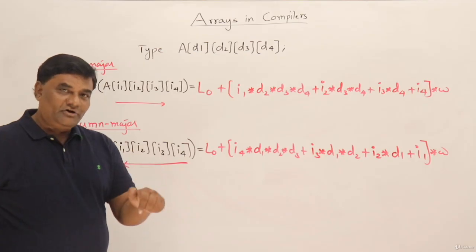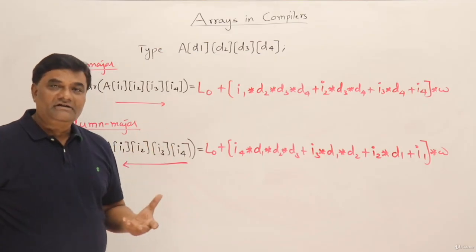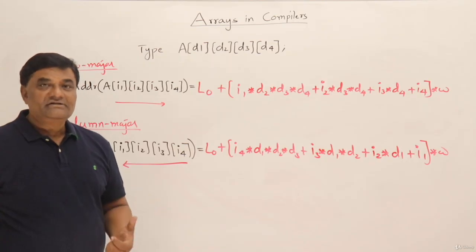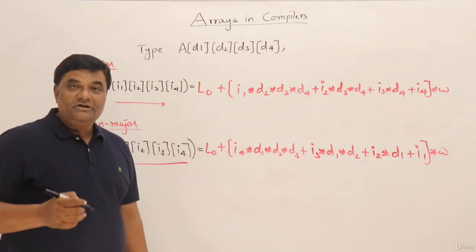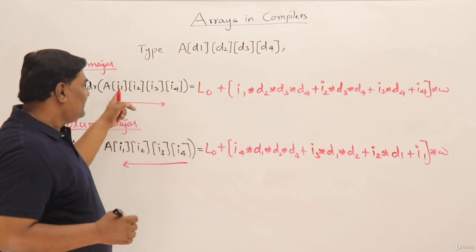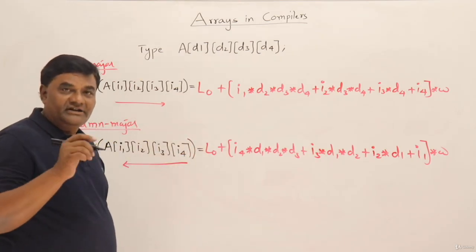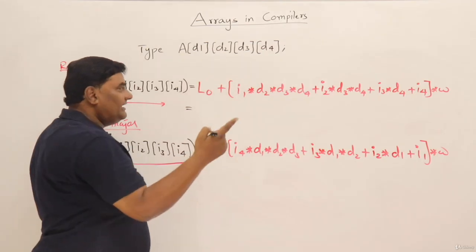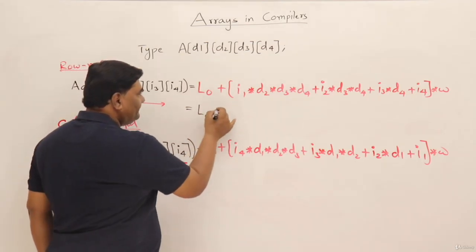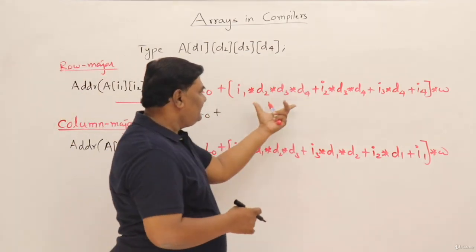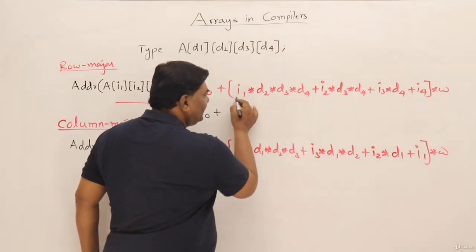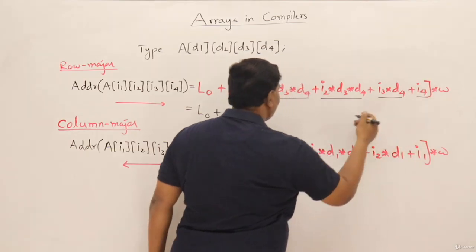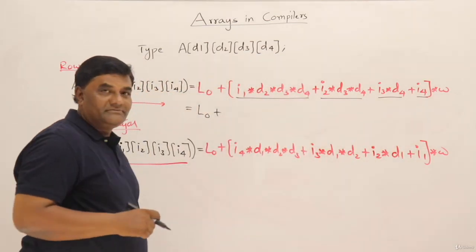Now based on this formula, by observing it, we can prepare a general form for n dimensions. So let us prepare a general formula for n dimensions for row major mapping. I am showing it for row major mapping. Let us take the same formula and generalize it for n dimensions. L0 plus, see all these terms are added. This is one term, next this is a term, next this is a term, next this term. So a total of 4 terms are added.